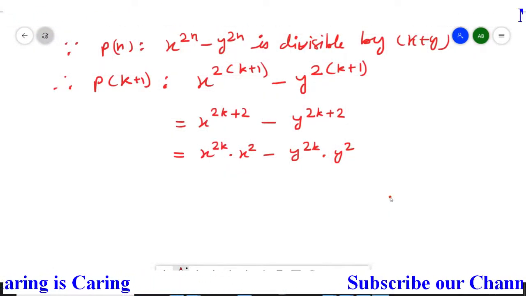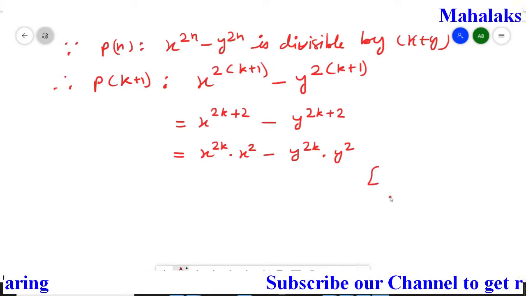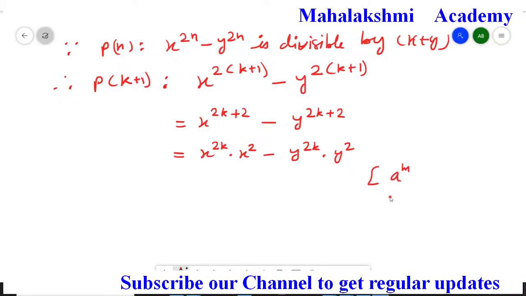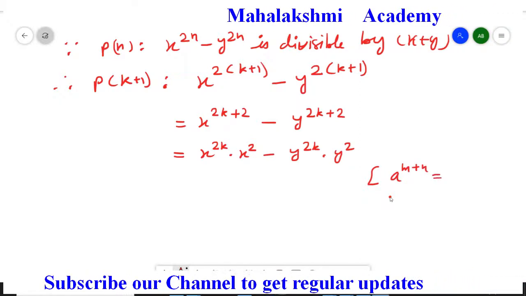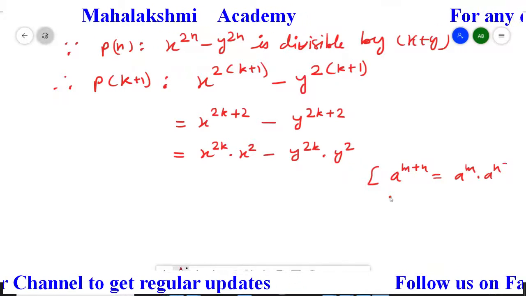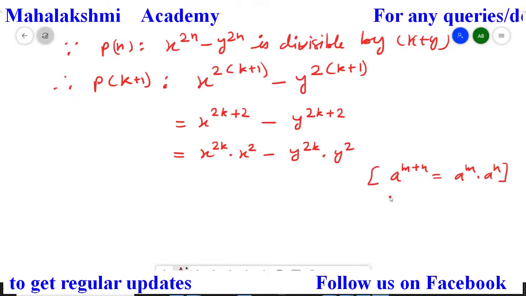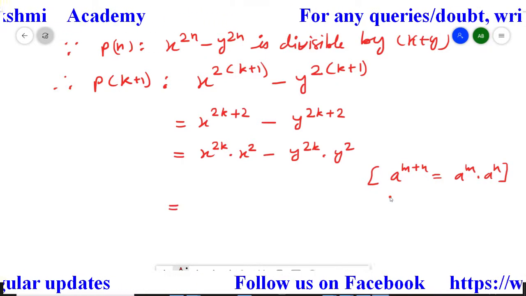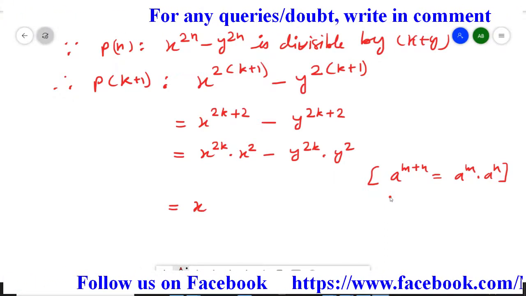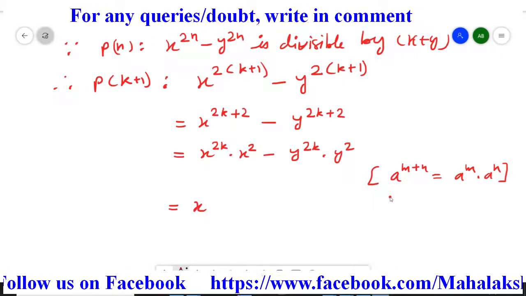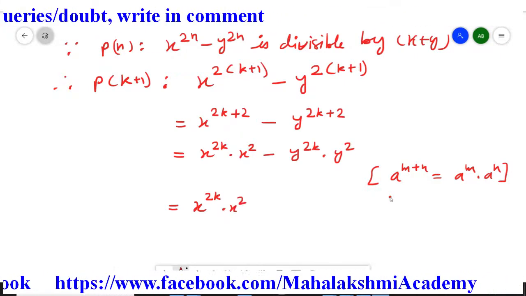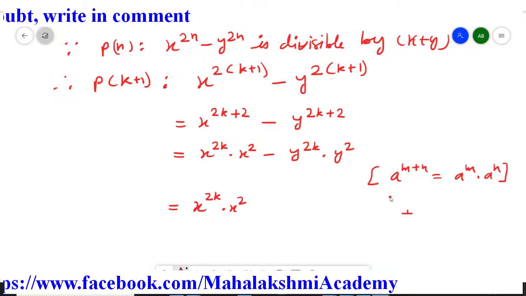Here I used one formula, students, that is, if we have a to the power m plus n, then it's going to be a to the power m multiplied by a to the power n. So from there I opened it. Now here the extreme terms we just write down as it is. In the middle we are going to introduce two new terms. I am going to tell you just now. First let me write down. So extreme terms I am writing as it is.